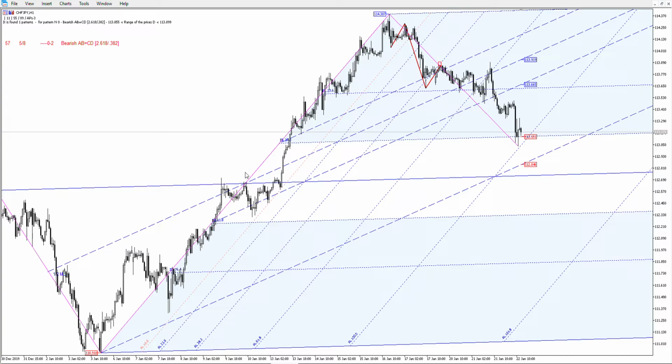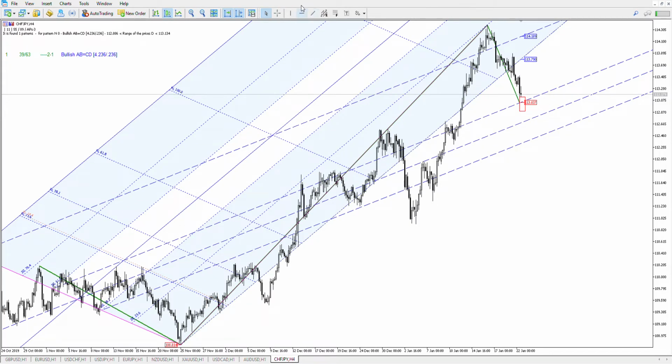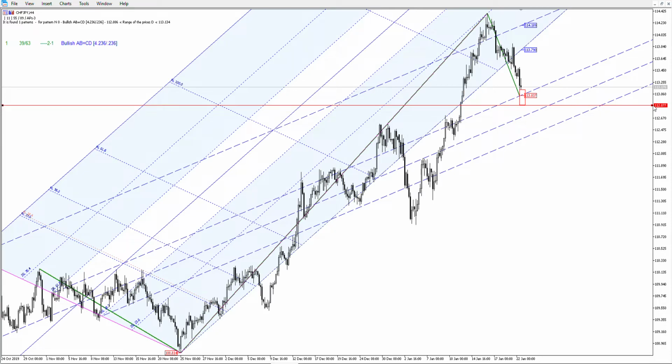And on the H4, that seems to be formatting okay. Bullish ABCD, A, B. No, yeah, it's bullish. Okay, fair enough. So that needs to hold at 112.87, and that wraps up a 10-minute video. The time goes really quick when I'm making these.